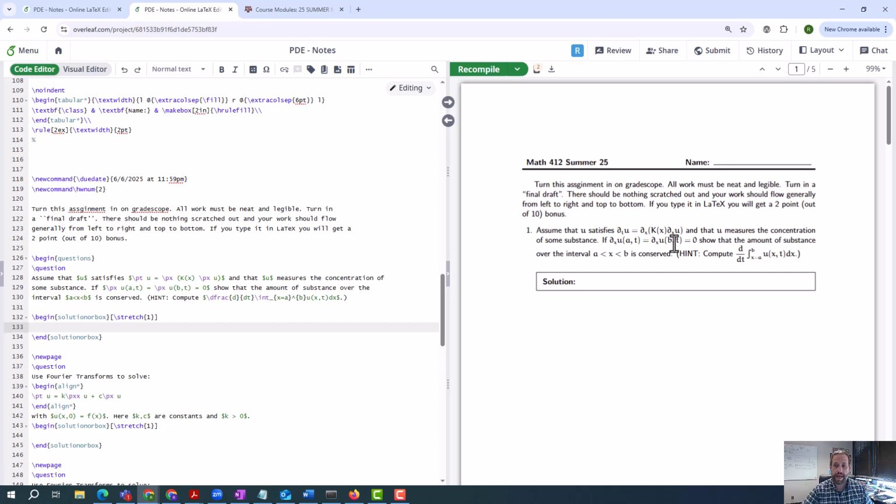So intuitively, if a substance satisfies the diffusion equation, which we saw is a combination of a conservation law plus Fick's law of diffusion, and we know that there's no substance passing through the boundaries a and b, that is, no substance coming in and no substance going out, well, just by physical conservation, the amount in that interval should remain the same. And what we're going to show is that the math also backs that up.